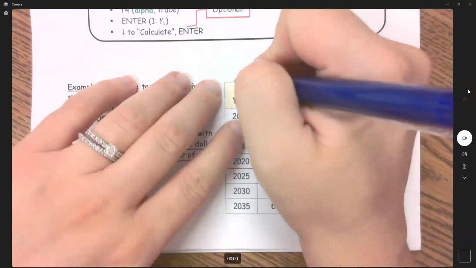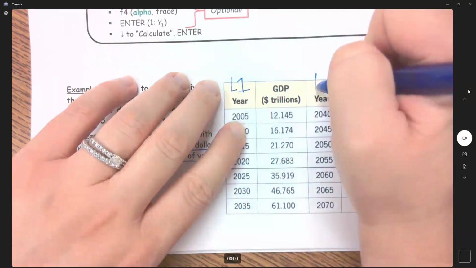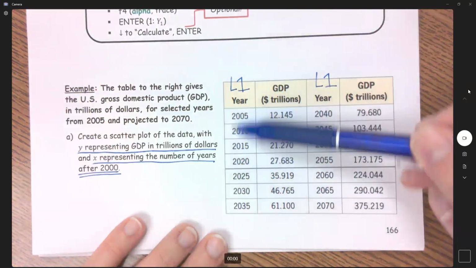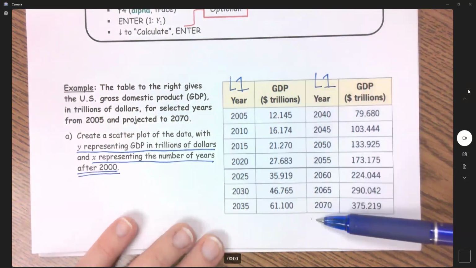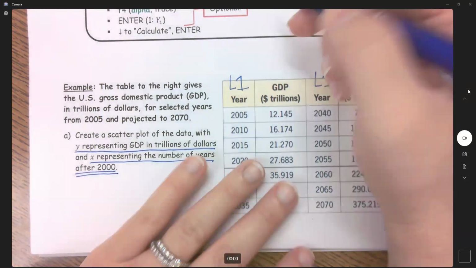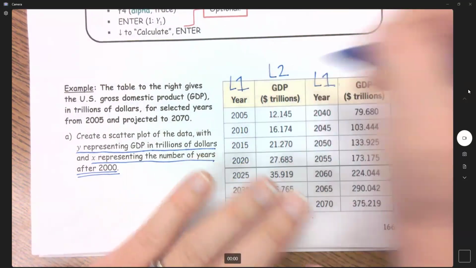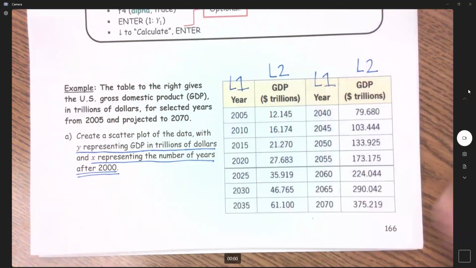So before I go into stat and start editing my list, we need to rewrite our years here. My year is going to be my list 1. So we're going to enter in these and then come over here to this column. It's all going to be in one list. And then this GDP will be my list 2. So we just have 2 giant lists here.